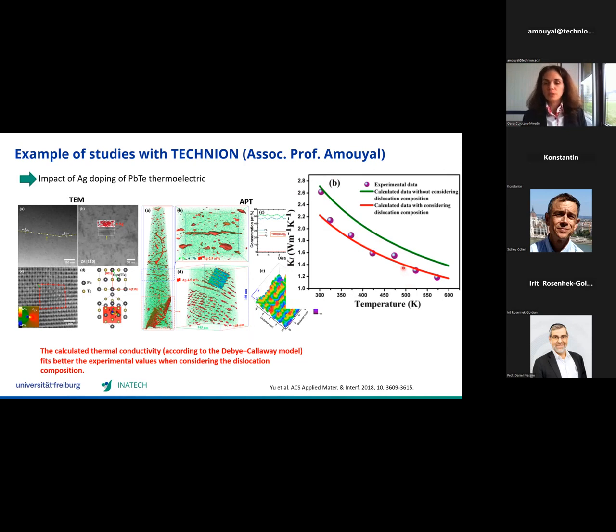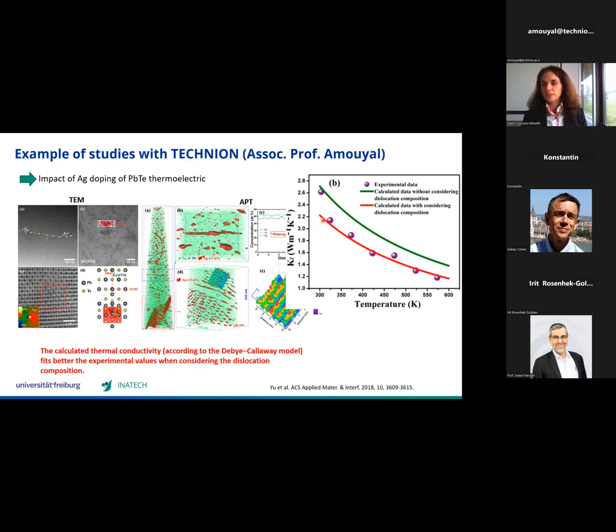We tried to fit this experimental data with the known Debye-Callaway model for thermoelectrics, and the calculated data are in green. We see clearly a deviation between the experimental data and the green line. By having these results, the high dislocation density and the composition of these dislocations, we could refine our Debye-Callaway model and implement this parameter, and we obtained the new model, the red line.